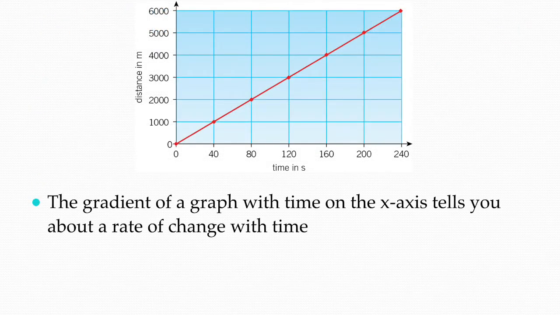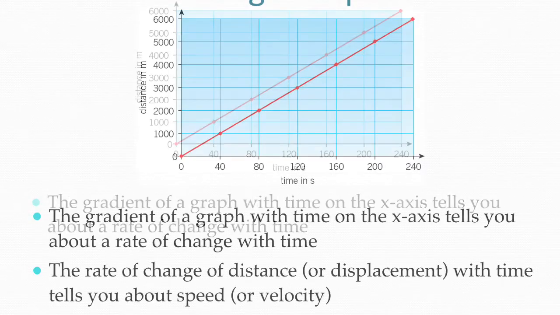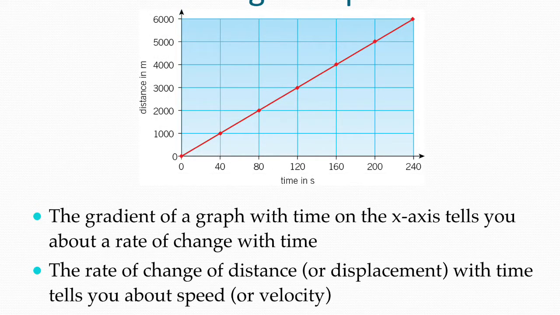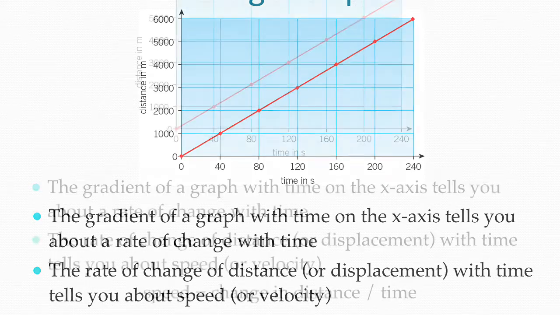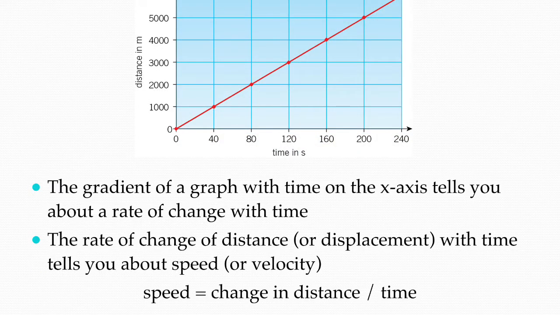Here is an example of a distance time graph, and all you need to do is find the speed of the object. To find the speed, we need the change in distance divided by change in time, which will be the same as the gradient of the graph. Remember that speed is just distance over time.